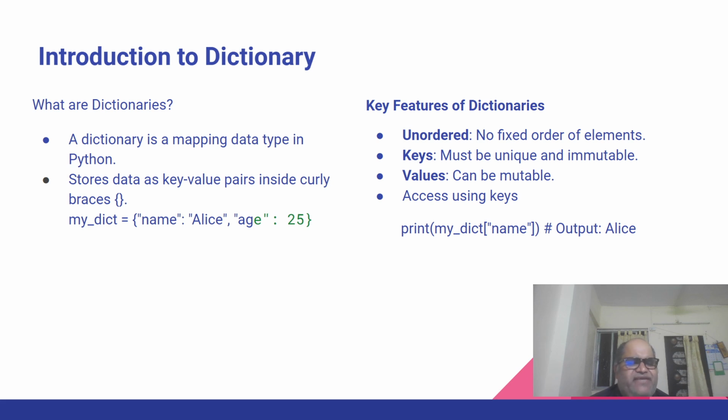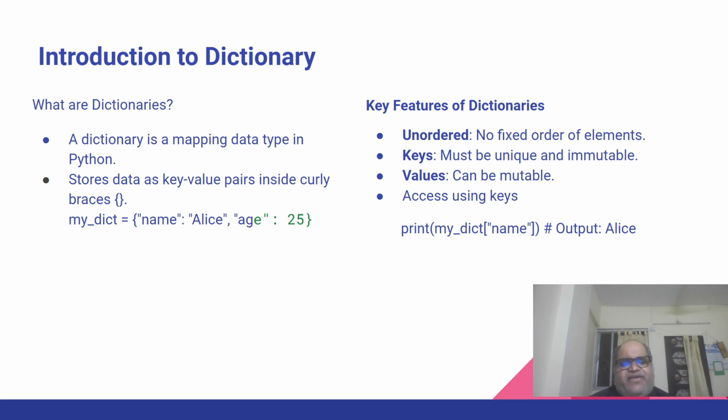So dictionary is a mapping data type in Python. It stores data as key value pairs inside curly braces. So this is very important. Curly braces, note it down, right? We have been talking about it. My dict is equal to, say, name: Alice, age: 25. So key value, right?